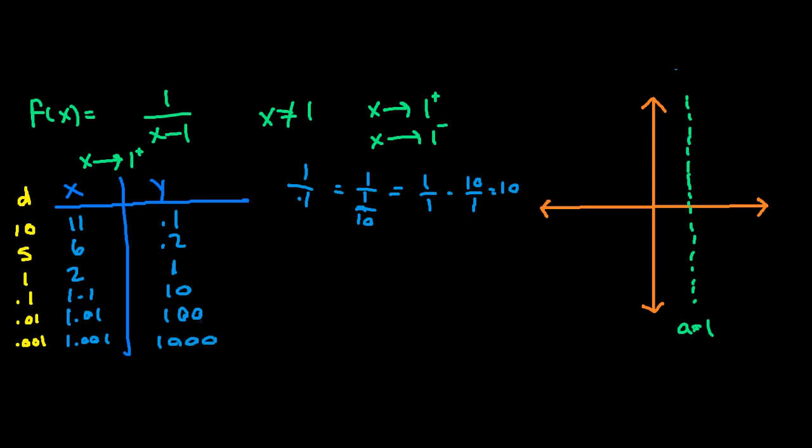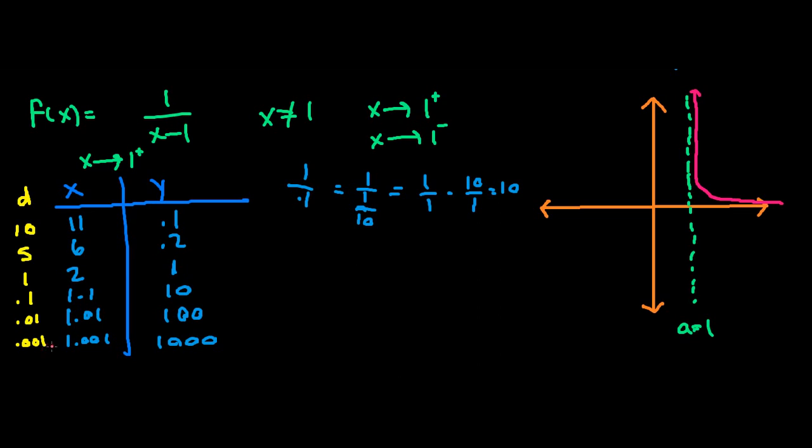So let's graph this. We started out at 10 units away, and we were at 0.1, which is right down here. Then we got to 5, and we were at 0.2. And then we got to 1 unit away, not the actual x equal to 1, x is equal to 2, which is 1 unit away. Now that we're 1 unit away, we've increased to 1. Then once we got to 0.1, we already increased to 10. And then we continue increasing exponentially.